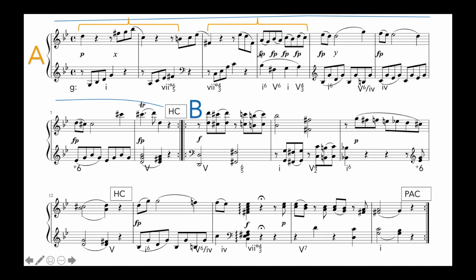Then we get this passage moving into the continuation part. And here I've labeled this as motive Y. You've got your Alberti bass getting started, and then you've got 2 8th notes, and it's like a sighing motive going into a long half note and then jumping up to a quarter note. So I'm going to call this whole thing here motive Y.